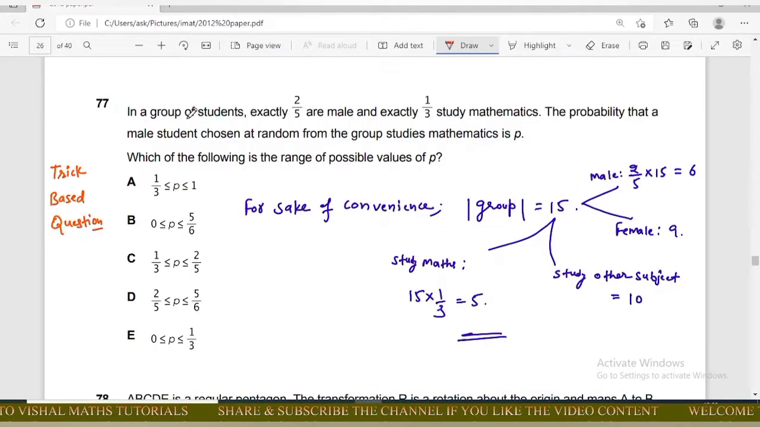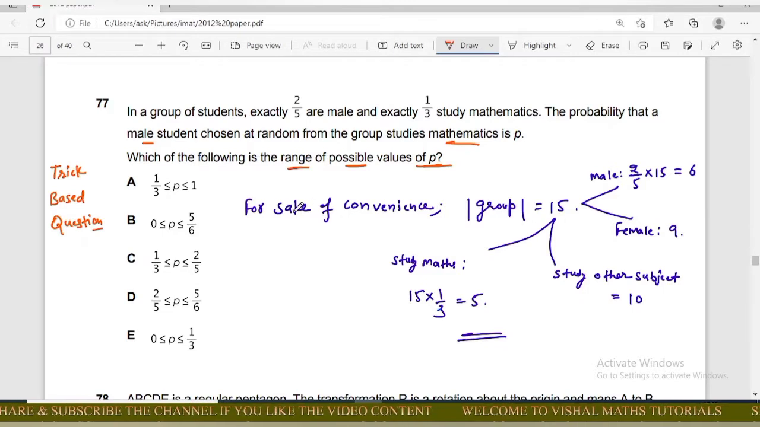Now come to the next question of this series. In a group of students, exactly 2/5 are male and exactly 1/3 study mathematics. In this question, small p denotes the probability that a male student chosen at random from the group studies mathematics. Actually, in this question, we have to find the possible range for the value of p. This is a trick-based question.